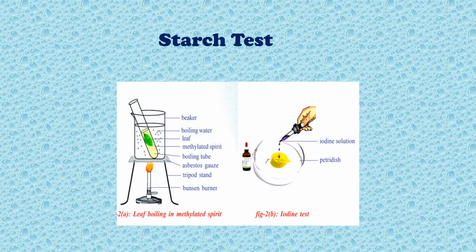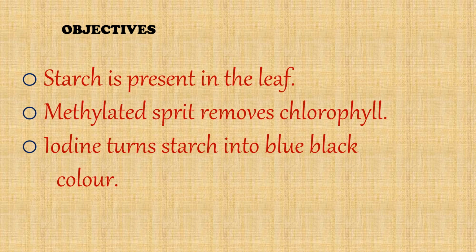Experiment to test the presence of starch in leaf. Objectives. By the end of this video, children are able to know about starch is present in the leaf, methylated spirit removes chlorophyll, iodine turns starch into blue-black color.